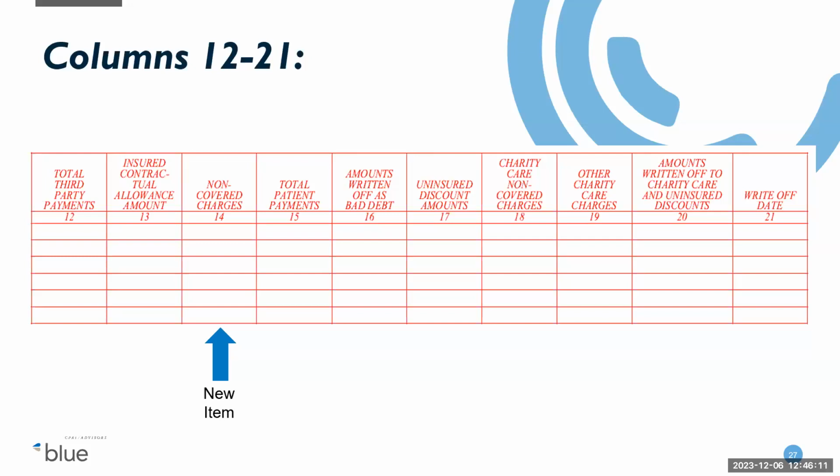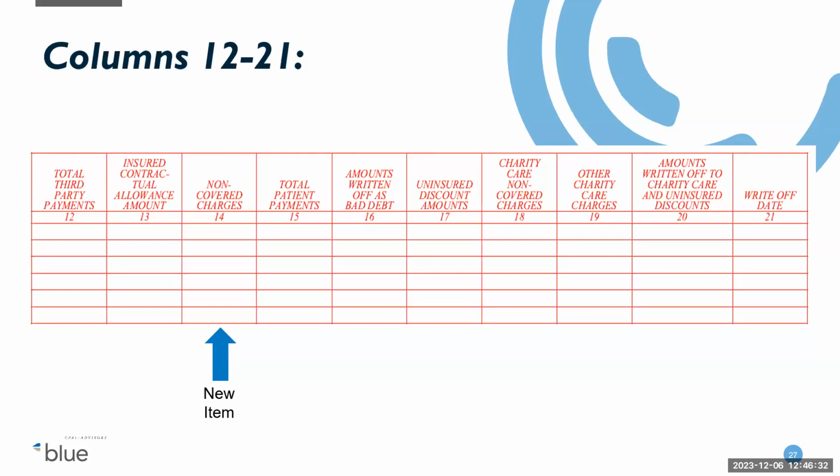Going on, patient payments, it's pretty self-explanatory. If there were any bad debt write-offs related to this claim, regardless of when that happened, they are asking for that amount to be put in here, to be factored in. And here's where we start getting into the charity write-off pieces.